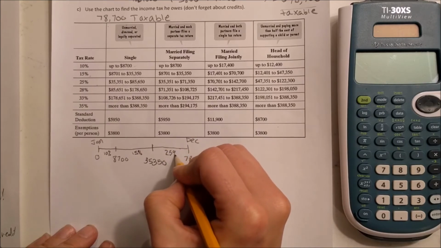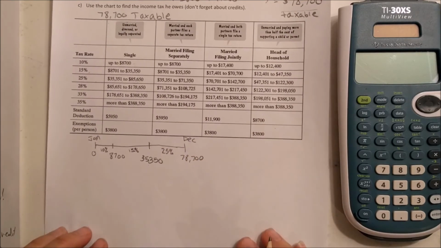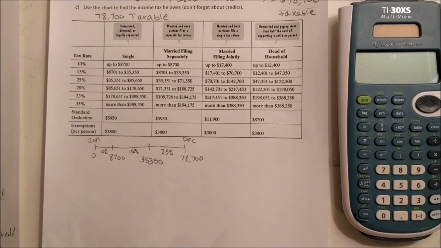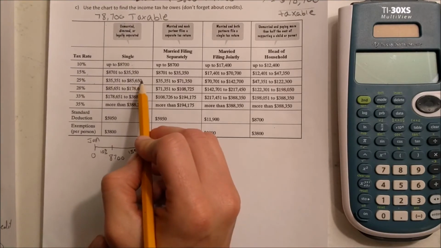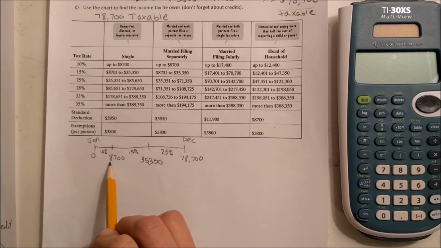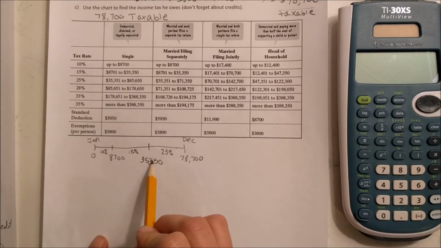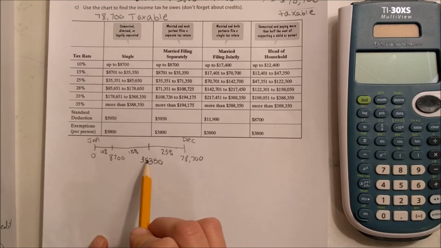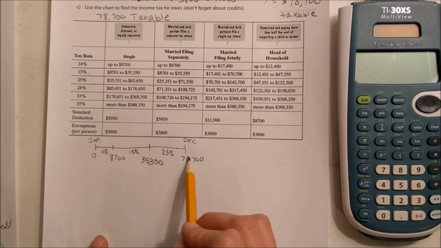So you can see that there's a tiered system of how our dollars get taxed. It's not just that if I'm in this tax bracket, I get taxed 25%. That's not how it works. My first $8,700 gets taxed 10%. The next chunk of money gets taxed 15%, and then this final chunk of money gets taxed 25%.